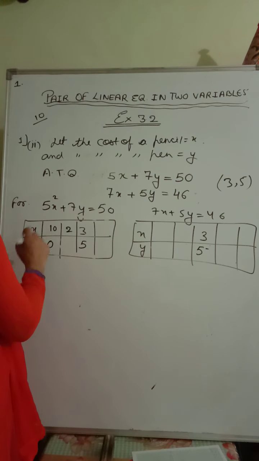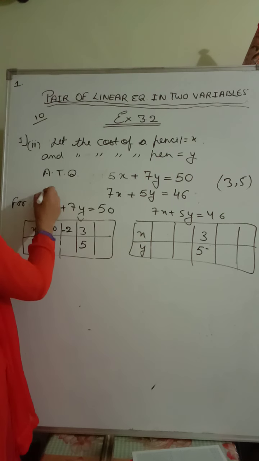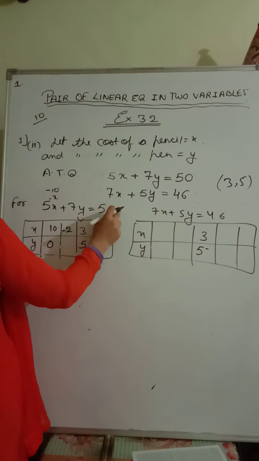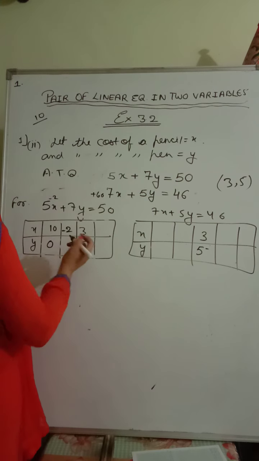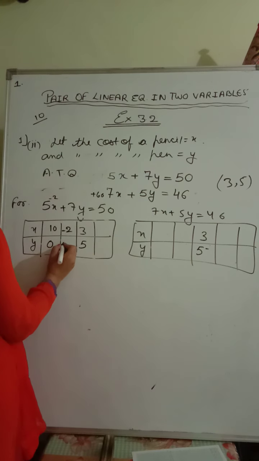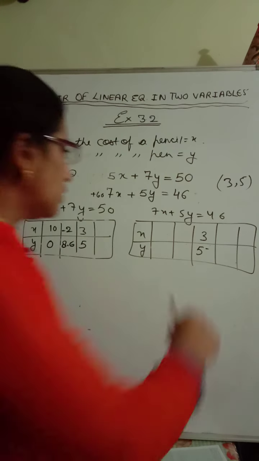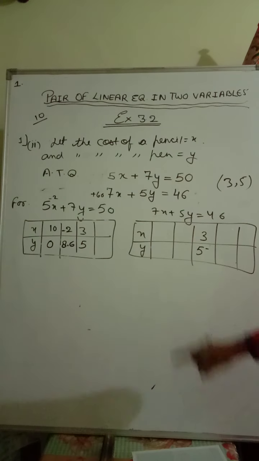ठीक है. -2 रख लो. ठीक, -2. So this will become -10. इधर जाके +10 हो जाएगा, तो this will be +60. +60 upon 7, तो कितना हो जाएगा? 7 7 is 49. 7 8 is 56. 4 is left. 8.6, something like this.